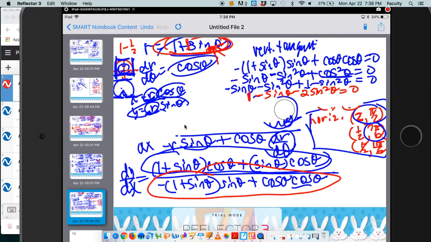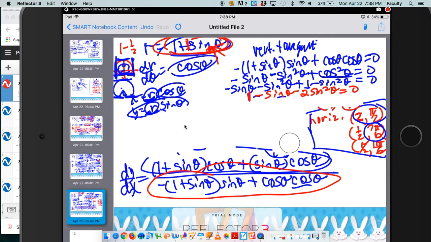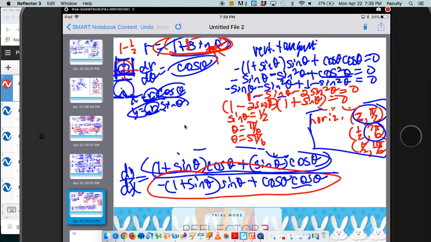Since I've used this already, I'm going to erase a little bit more from my vertical tangent. So now I'm going to factor this. I get 1 times 1, 2 sine theta times sine theta, minus plus. So it has a vertical tangent where sine theta is 1/2, which happens when my angle is pi over 6 and 5 pi over 6. And I get where sine theta equals negative 1, which happens at 3 pi over 2.